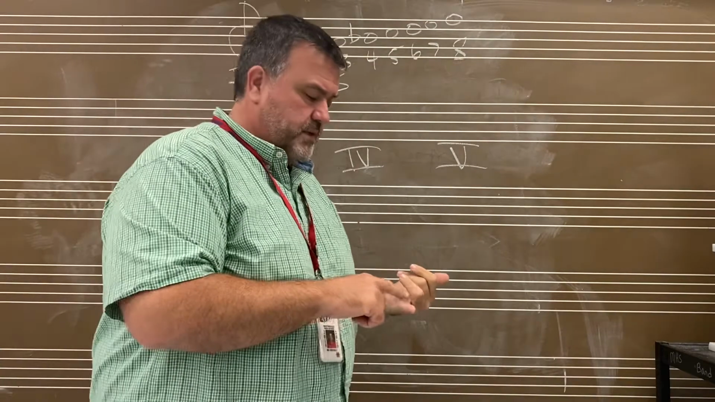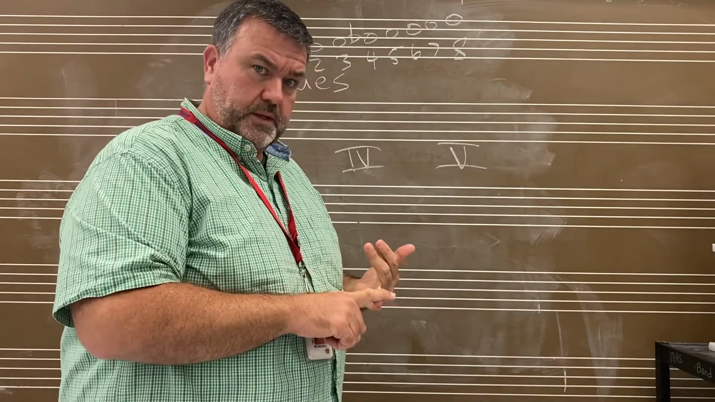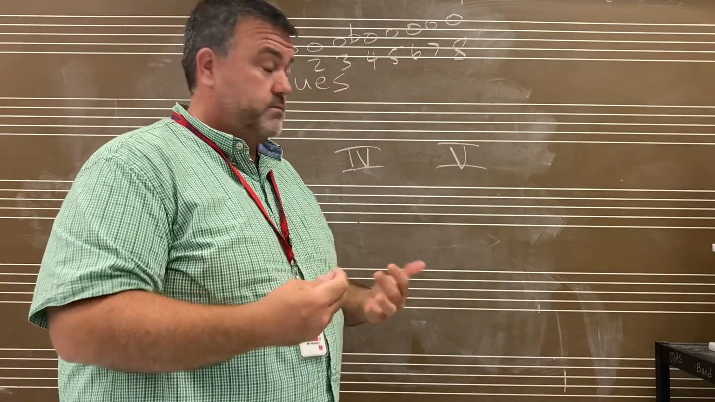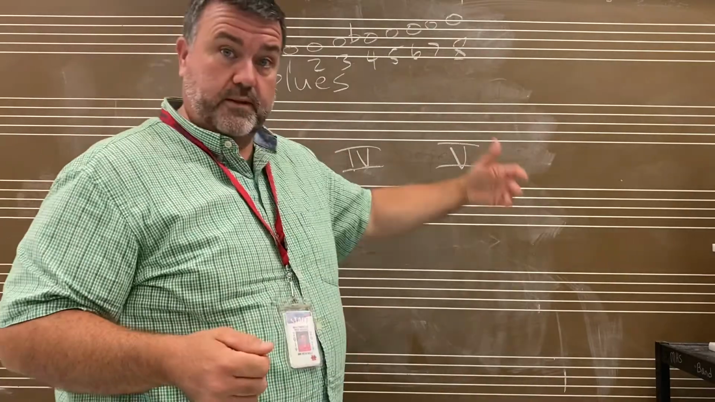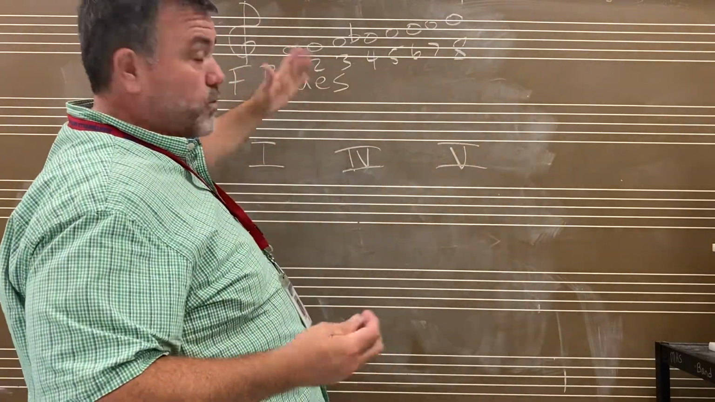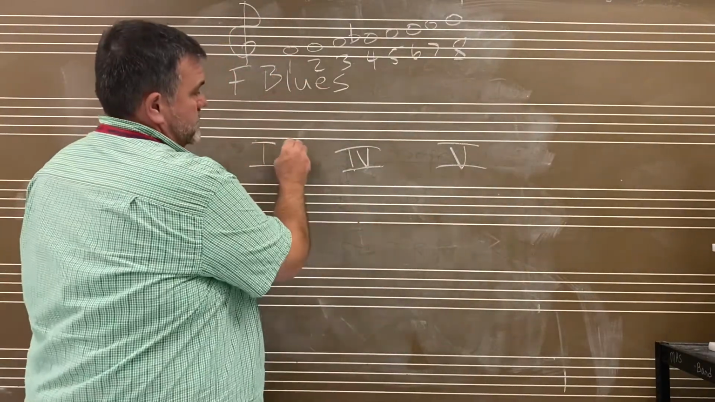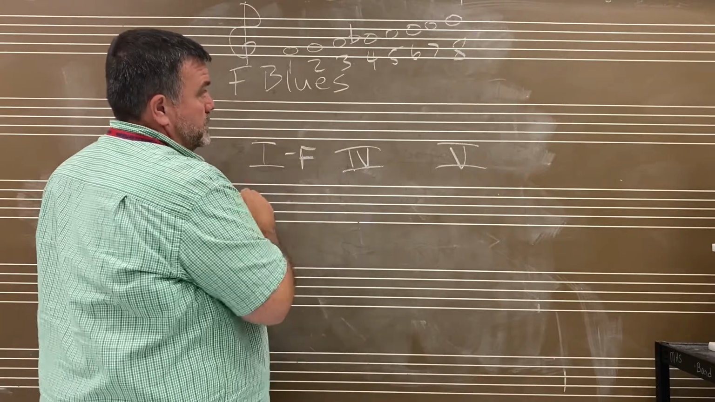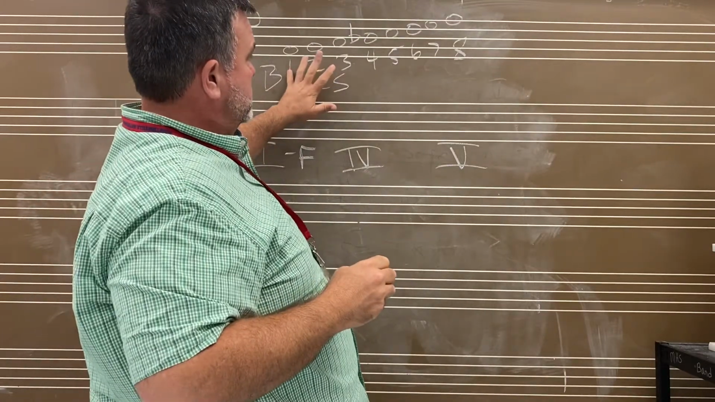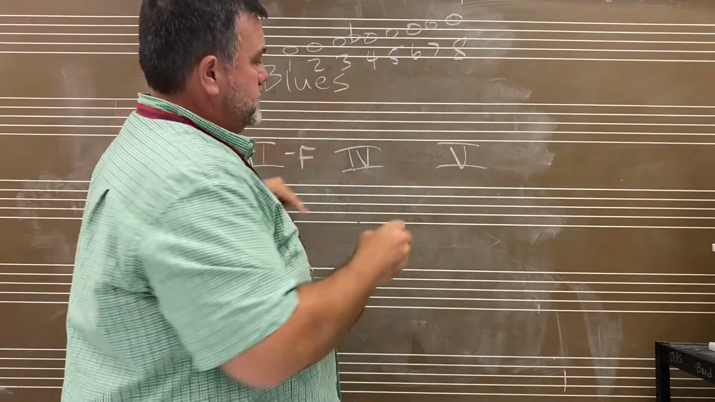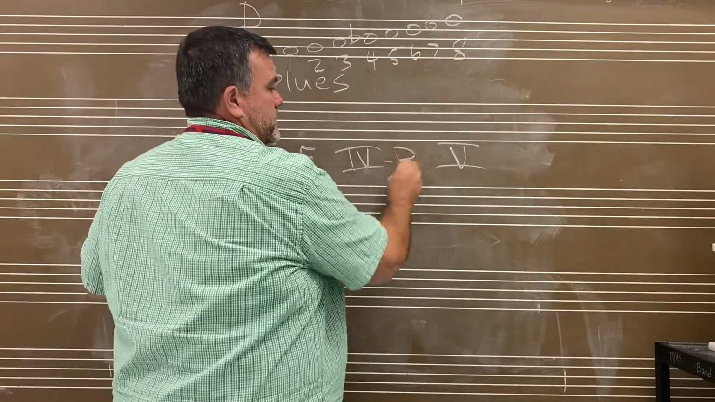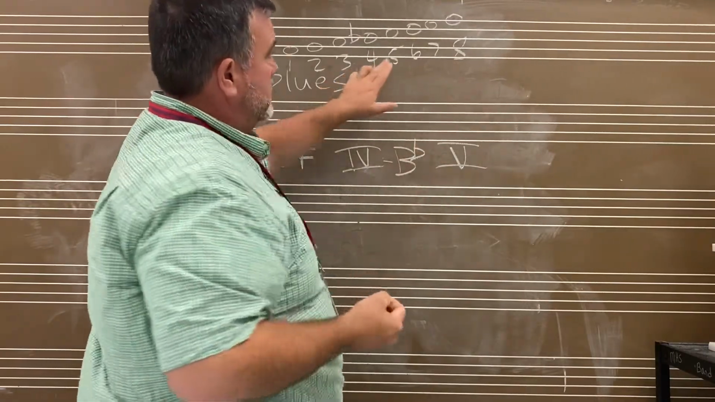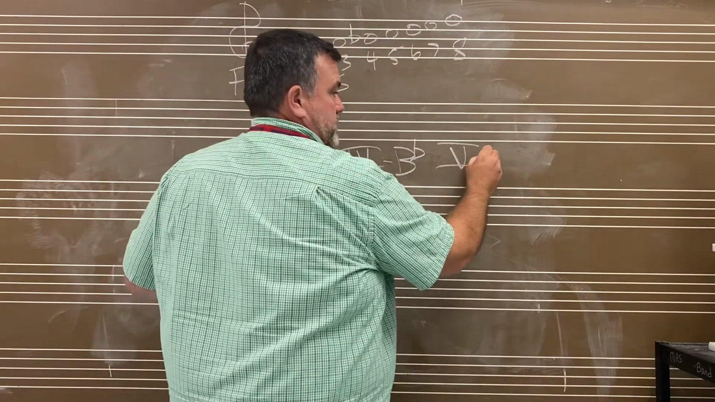Now, let me talk to trombones and rhythm. So we're talking F blues. So the 1, the 4, and the 5 chord. Okay, so the 1 chord is an F. Go to the 4th scale degree, 1, 2, 3, 4. So the 4 chord is B flat. And then the 5th scale degree, the 5 chord is C.